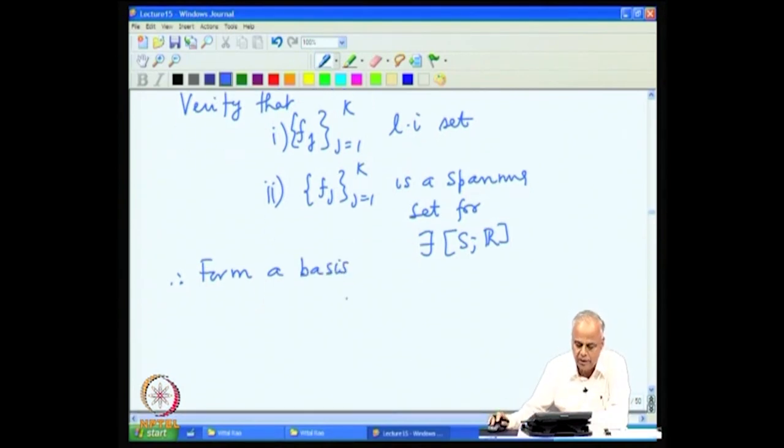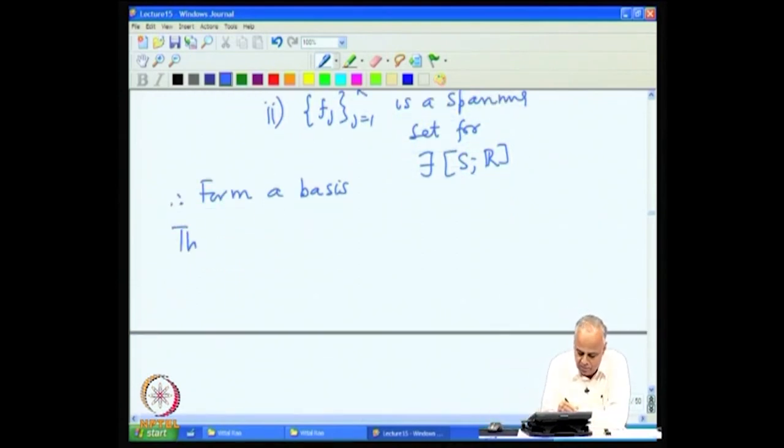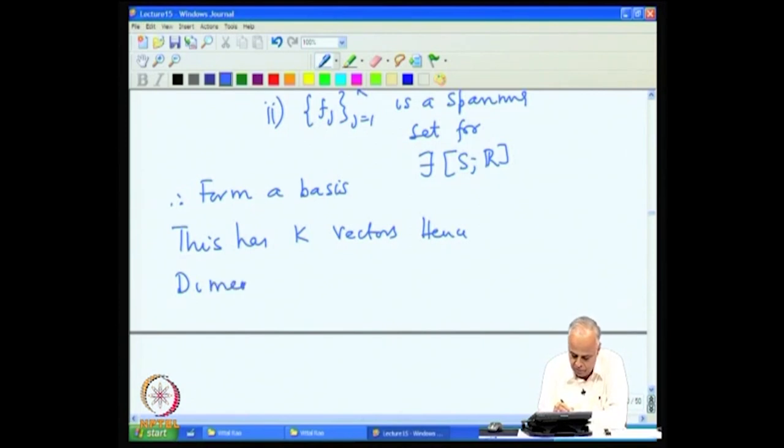How many vectors are there? There are precisely k vectors, namely the function f 1, the function f 2, up to the function f k, and this has k vectors. Vectors here are all functions because this is a vector space of functions. Therefore, the dimension of F S R is equal to k. So, it is exactly the size of the set S.